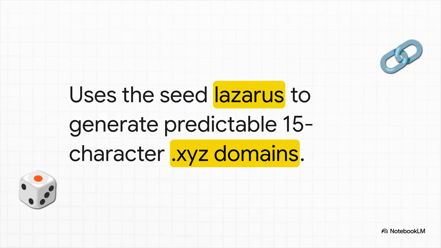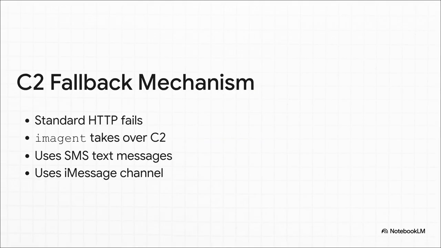So if the primary command servers go down, Coruna uses a domain generation algorithm, or DGA. It takes the seed word Lazarus to dynamically generate a predictable list of brand new 15-character fallback domains. It actually pings Google's public DNS to see which backup domains are live, making sure they never lose contact with the infected phone. And incredibly, it gets even more resilient. If regular internet HTTP traffic is entirely blocked or fails, Coruna has a secondary fallback. Remember that hijacked Imagent module? It can take over command and control communication completely out of band via SMS text messages and iMessage. It's incredibly stealthy and makes this malware exceptionally hard to kill once it takes root.